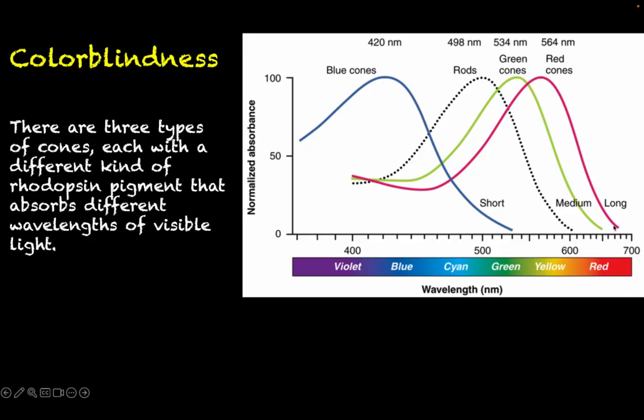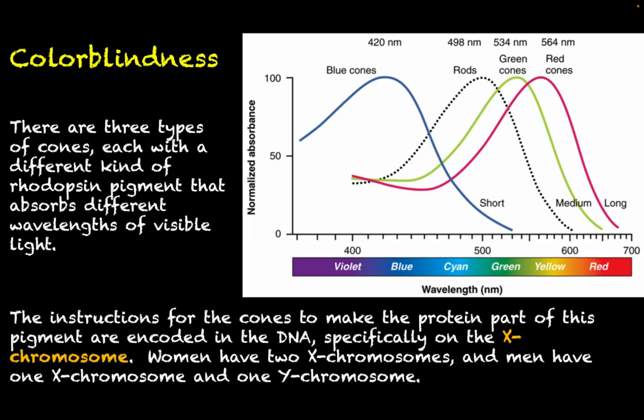So each type of cone contains a different kind of rhodopsin pigment that absorbs different wavelengths of light. The blue cones will absorb these wavelengths, the green cones will absorb these wavelengths, and the red cones will absorb these wavelengths. Okay? That is how we're able to see all the wavelengths in the colored light in the visible light spectrum. It's because we have 3 different types of cones that give us complete coverage from 400 to 700 nanometers. You'll recall that the rhodopsin pigment is made of a protein component and a vitamin A component. The protein component is what is different between blue cones, green cones, and red cones.